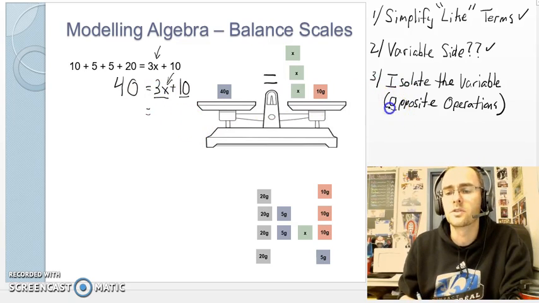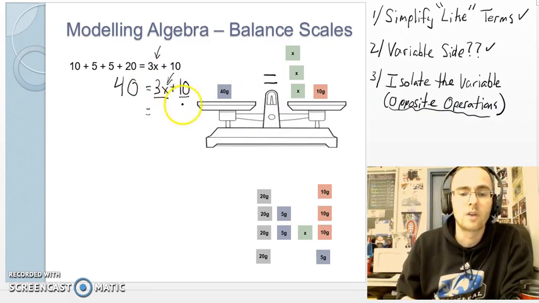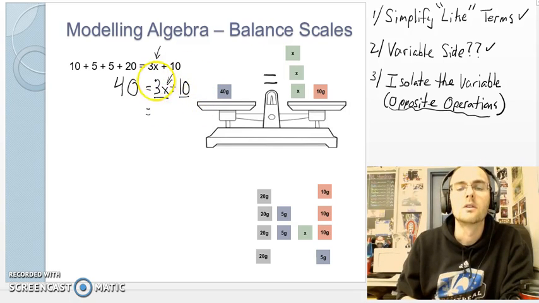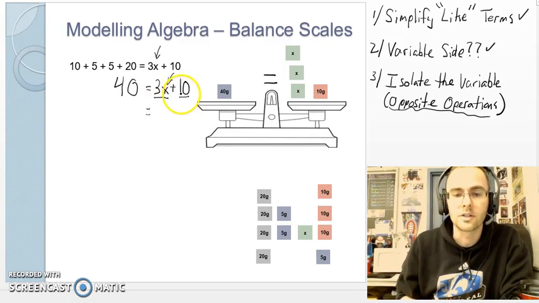And to do that, you use this strategy called opposite operations. We have a positive 10 here. We want to get rid of it because this side here is our variable side. So get rid of the 10 by opposite operations. Adding 10, you subtract 10 to make it 0. So I'll just write that out.